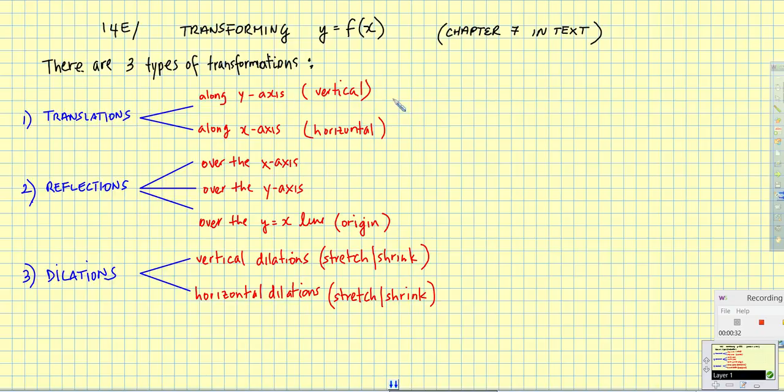Translations is what we'll be looking at today. We'll look at translations along the y-axis, which means moving our graph vertically up and down. And then we'll look at translations along the x-axis, which is moving our graphs left to right or right to left.